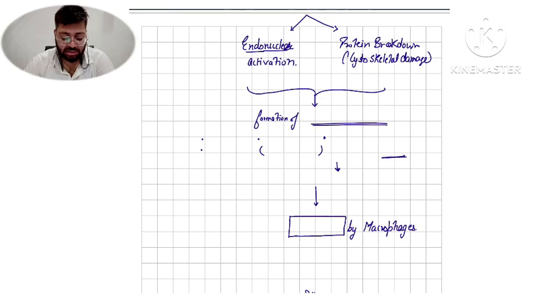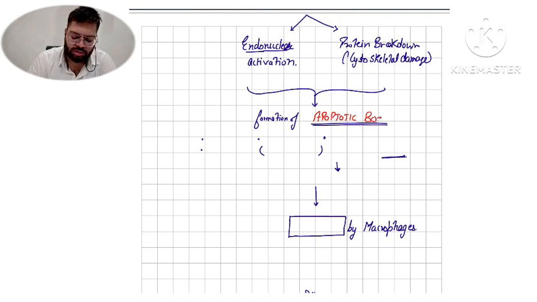Due to the endonuclease activation and protein breakdown, the nucleus will be fragmented and the cytoplasm will be dense, and all the small components and blebbing will occur in the cell membrane. A few apoptotic bodies will be formed. So these two lead to the formation of apoptotic bodies.